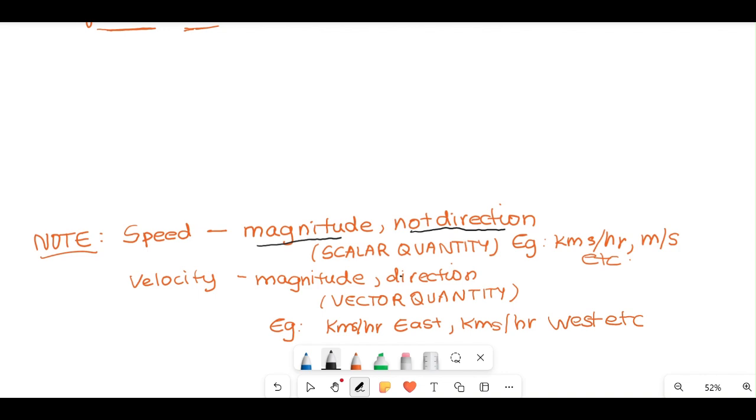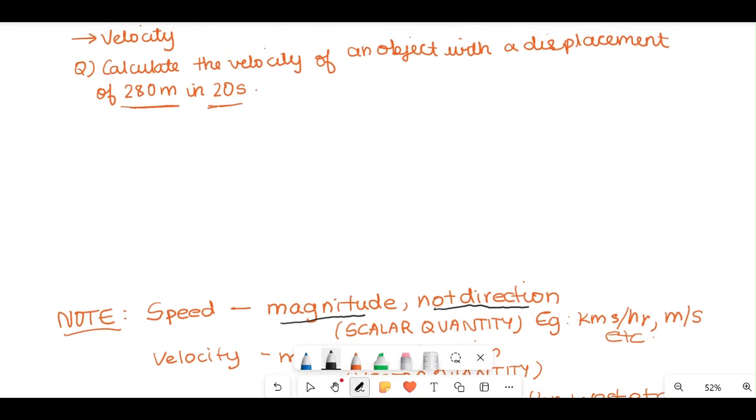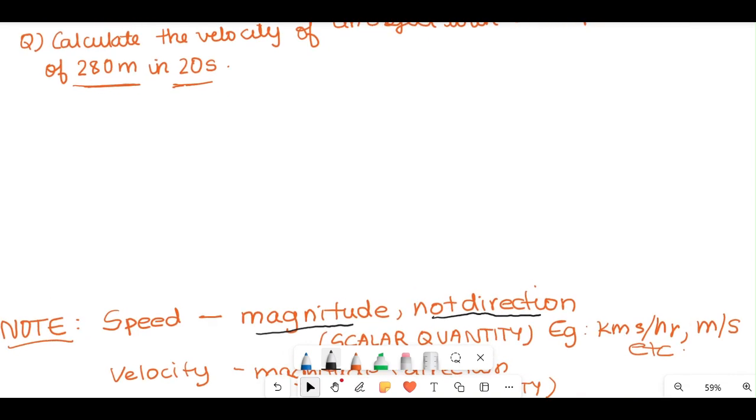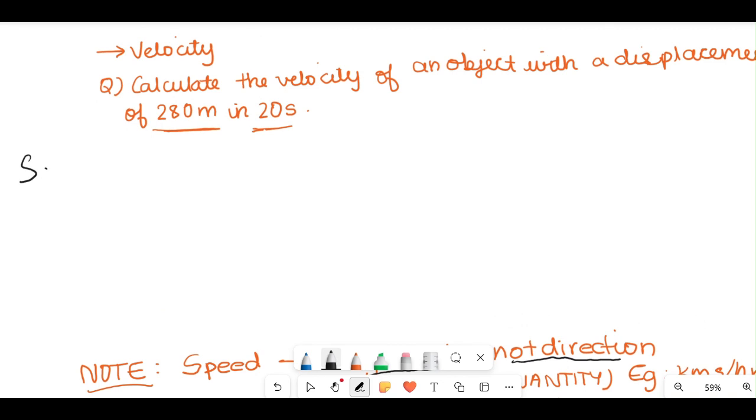Therefore, this quantity is known as a vector quantity. Examples would be kilometers per hour east, kilometers per hour west, meters per second north, etc. I hope you have now understood the difference and we can proceed ahead with solving this question. So let us write down whatever is given to us in this question.